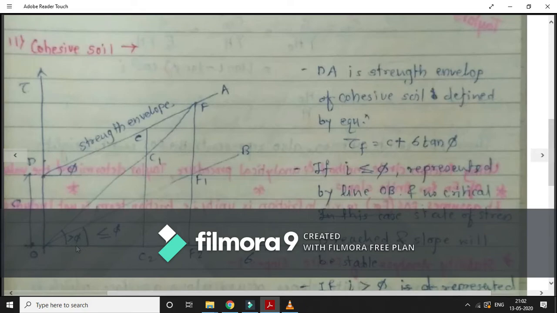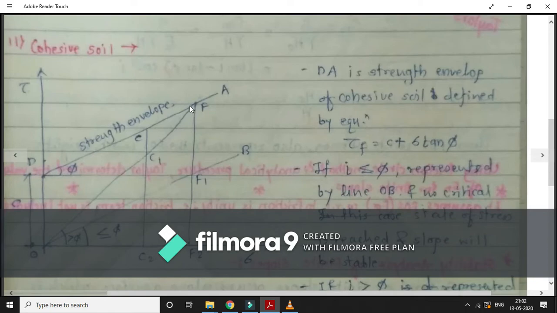But if I increase the I value greater than phi, what will happen? My slope line will intersect the strength envelope at a particular point, let's say point F. The slope parallel or less than phi is stable. But if I make the I value greater than phi, it will intersect at a certain point, F here. So this point is very critical. Below this point, my slope is stable. At this point, it is critical, and beyond this point, it will become unstable.